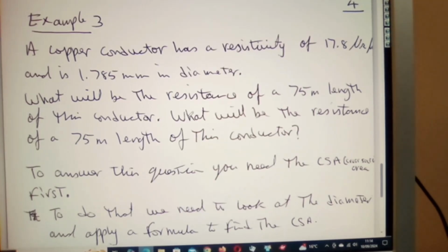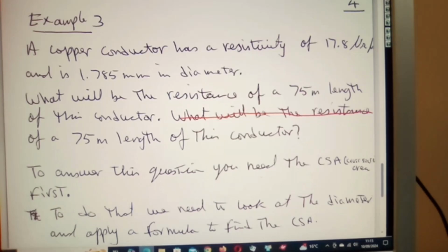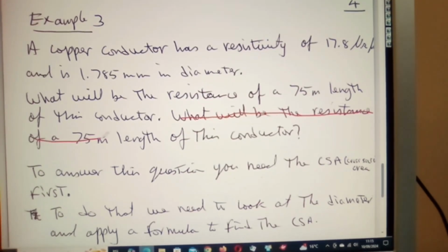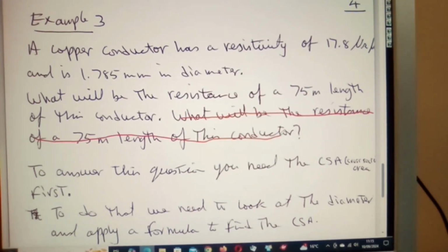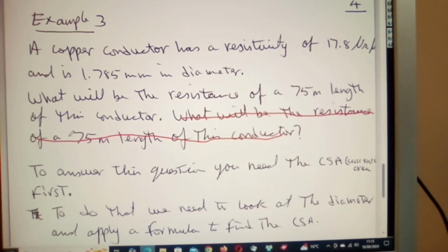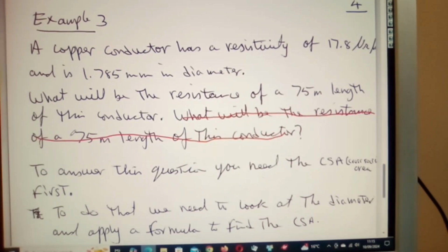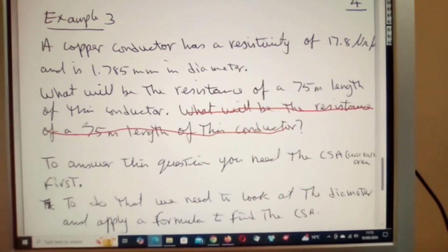Whoever wrote this some time ago, we can ignore that part. So the question is simply, what will be the resistance of a 75 meter length of this conductor? Why I wrote it twice, I have no idea.